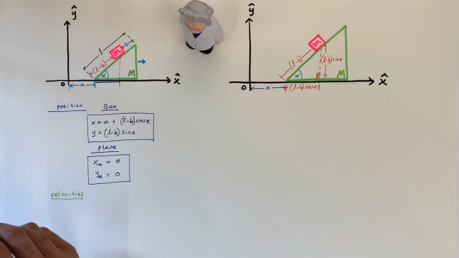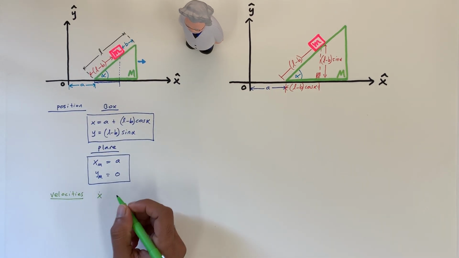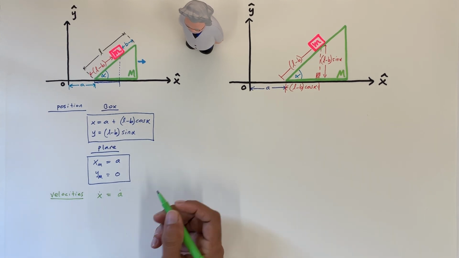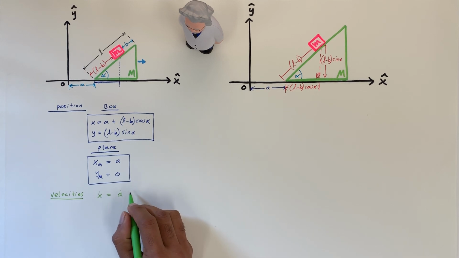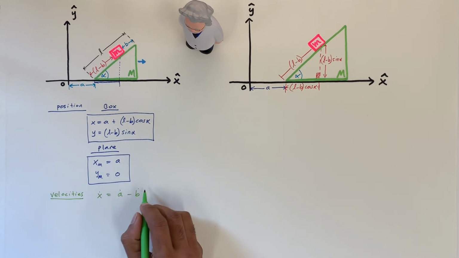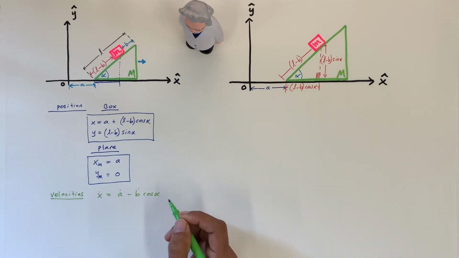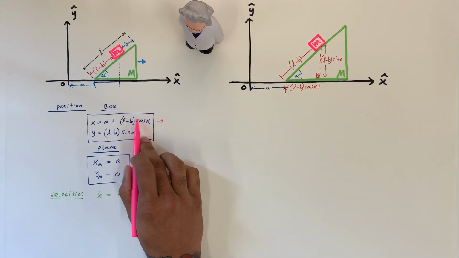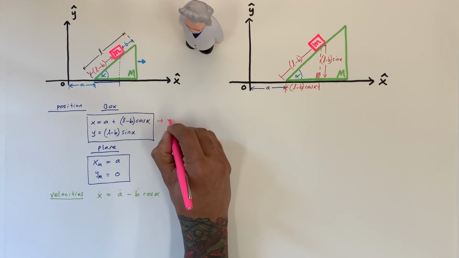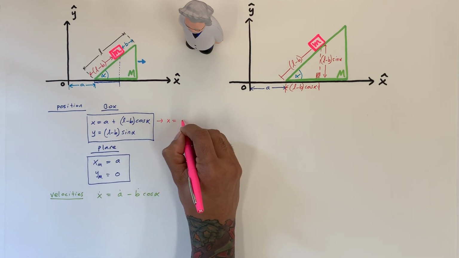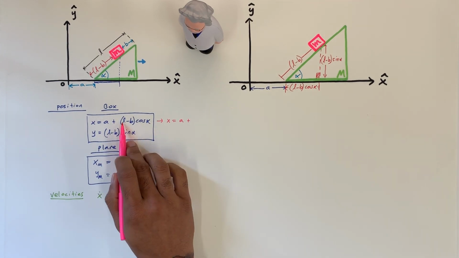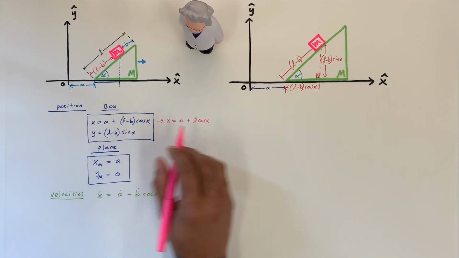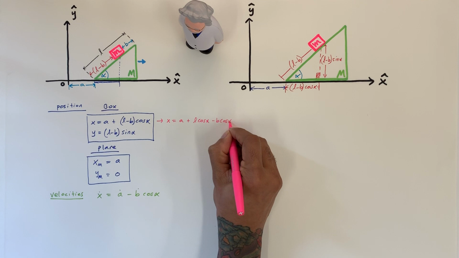Okay, so we're gonna say X dot is equal to A dot and negative B dot cosine alpha. Okay, let me show what I did there. So if I take this and FOIL it out, right, I'm gonna have X is equal to A plus L times cosine, so L cosine alpha, minus B cosine alpha.